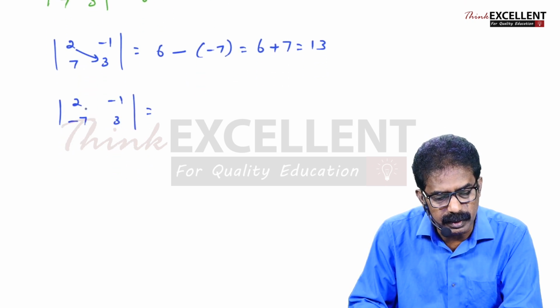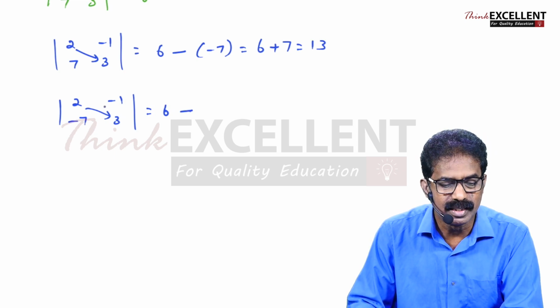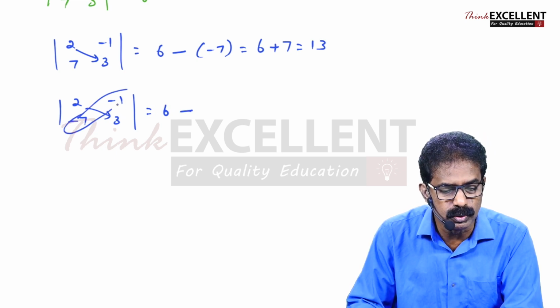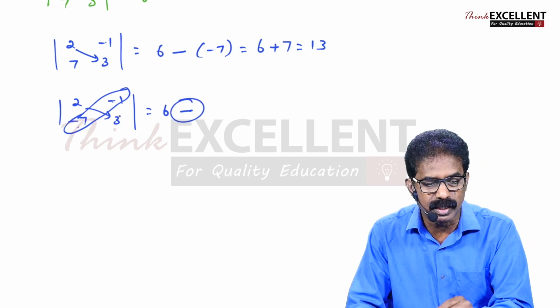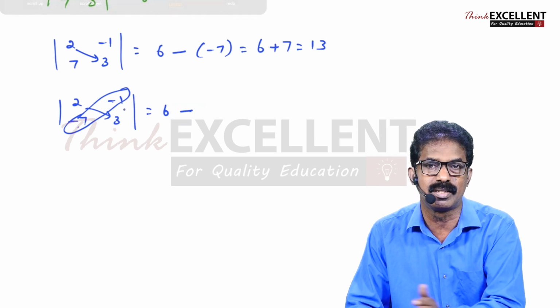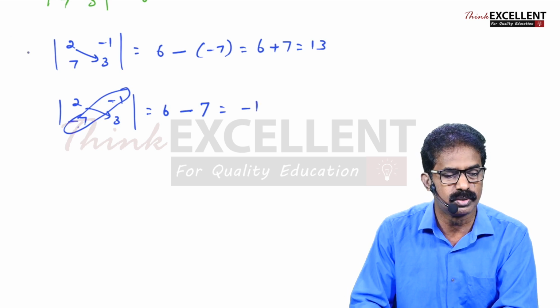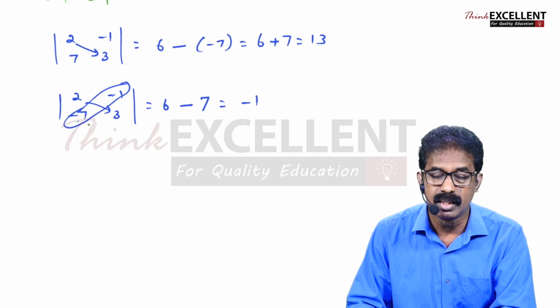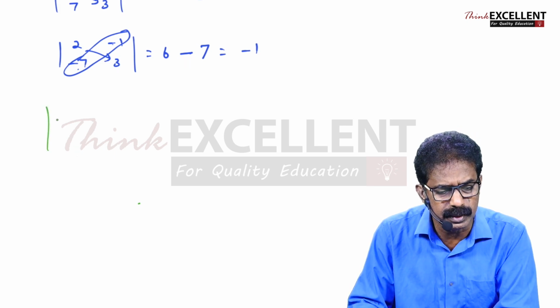Suppose it is 2, minus 1, minus 7, 3. So principal diagonal 2 3s are 6. Then in the rule there is a minus. Then when you multiply these two, here another minus, there is already a minus, now there are 2 more minus. So totally 3 times minus. So minus into minus into minus, it is minus 7, 6 minus 7, so the answer is minus 1. So this is how you can expand a 2 by 2 determinant. Now for 3 by 3, please listen.